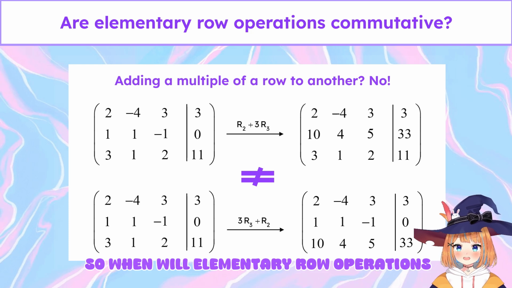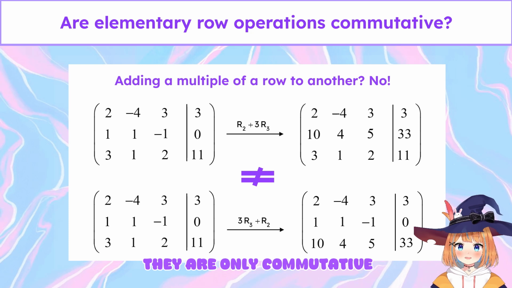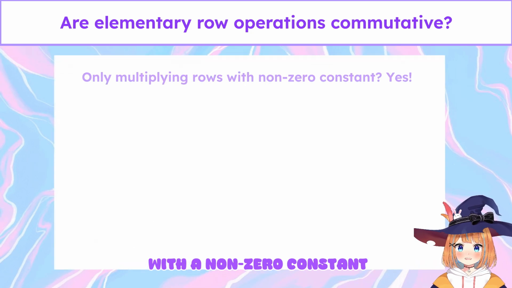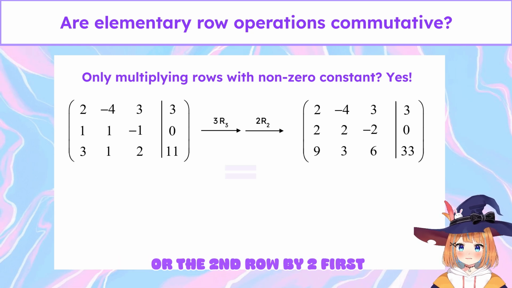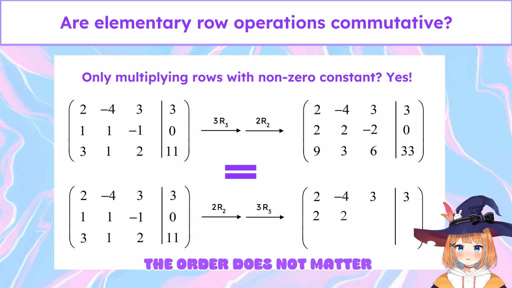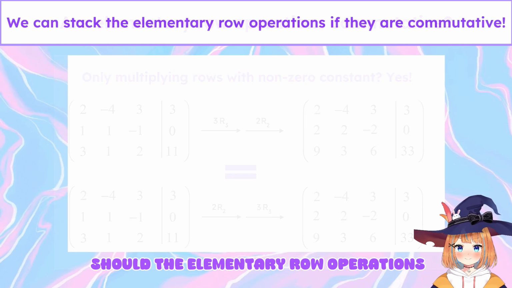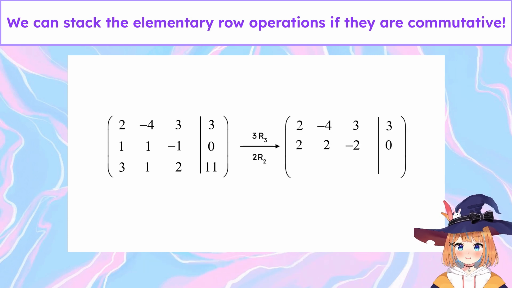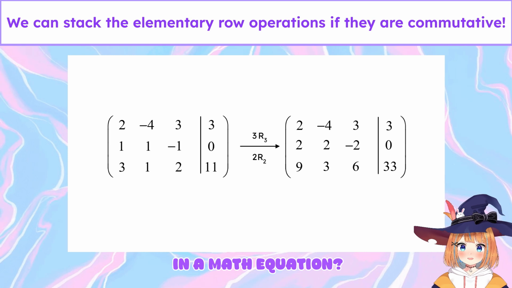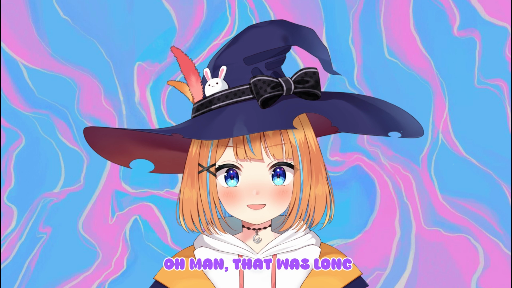So, will elementary row operations ever be commutative then? To answer your question, they are only commutative if we are only multiplying a row with a non-zero constant. Whether we multiply the third row by 3 or the second row by 2 first, the order doesn't matter. They will give the same result. Amazing! A rare win for math! Should the elementary row operations be commutative, we can shorten what we need to write by stacking the operations as such. Wow, efficiency in the math equation? Incredible.